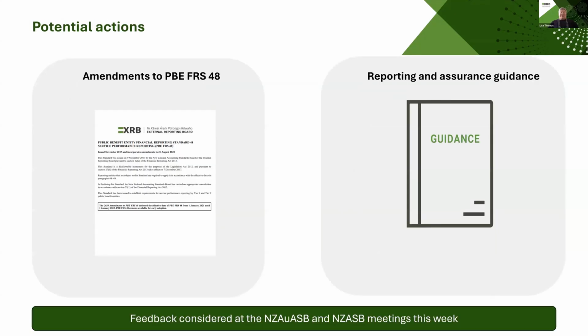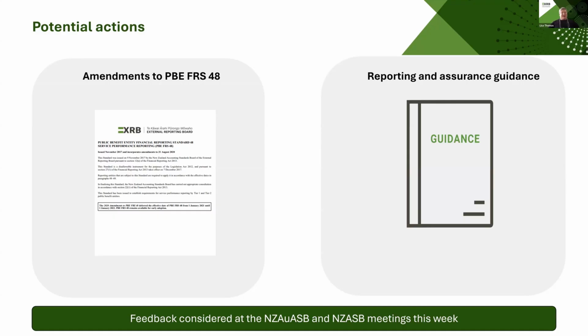So we explored two areas to address the challenges. The first one being possible amendments to PBE FRS 48 as a potential action. Some of these amendments to PBE FRS 48, which is the reporting standard for service performance information, included clarifying the purpose and nature of service performance information, adding a requirement for a basis of preparation, which is essentially like the accounting policies you get for financial statements, clarifying existing disclosures for significant judgments, and perhaps an authoritative appendix to clarify the principles for not-for-profit entities.